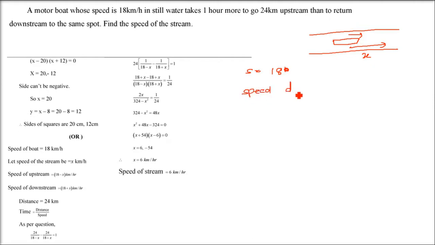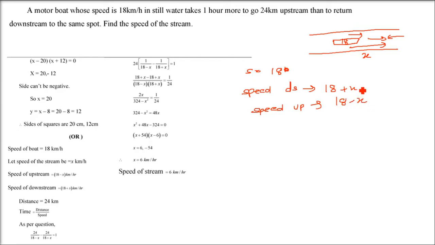So the speed while it is going downstream will be x plus 18. 18 is the boat and x is going to help it, so you add it, 18 plus x. But when it is coming back, the stream is in the opposite direction. So there will be a friction or a force. So that will be 18 minus x. Speed will be lesser. Speed upstream will be 18 minus x.